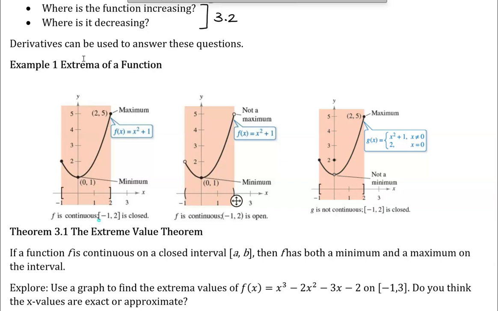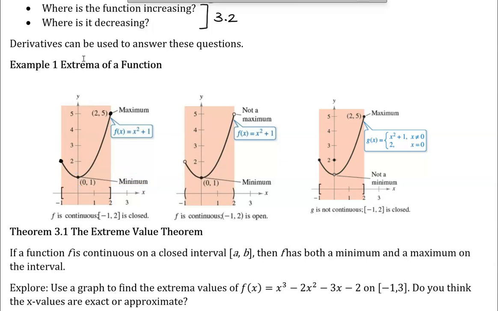So in the first case, we're talking about the closed interval -1 to 2. So notice that we're including the endpoints of -1 and 2. Now on that graph, the highest point that we see is at 2, 5, where we have our maximum, and the lowest point that we see is at 0, 1, where we have our minimum.